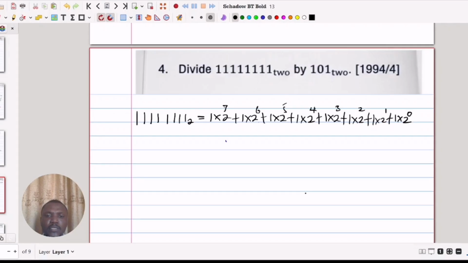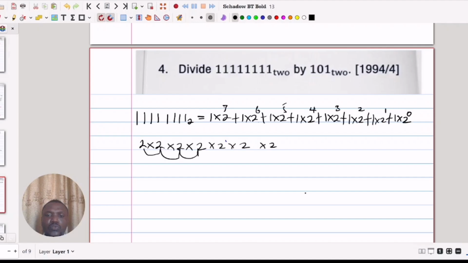So what is 2 raised to 7? 2 raised to 7 is just 2 times 2 times 2, seven times. So 2 times 2 is 4. 4 times 2 is 8, times 2 is 16. 16 times 2, that will be 32. 32 times 2, that will be 64. 64 times 2, that's 128. That's 128. So I'm going to just slot it in now.